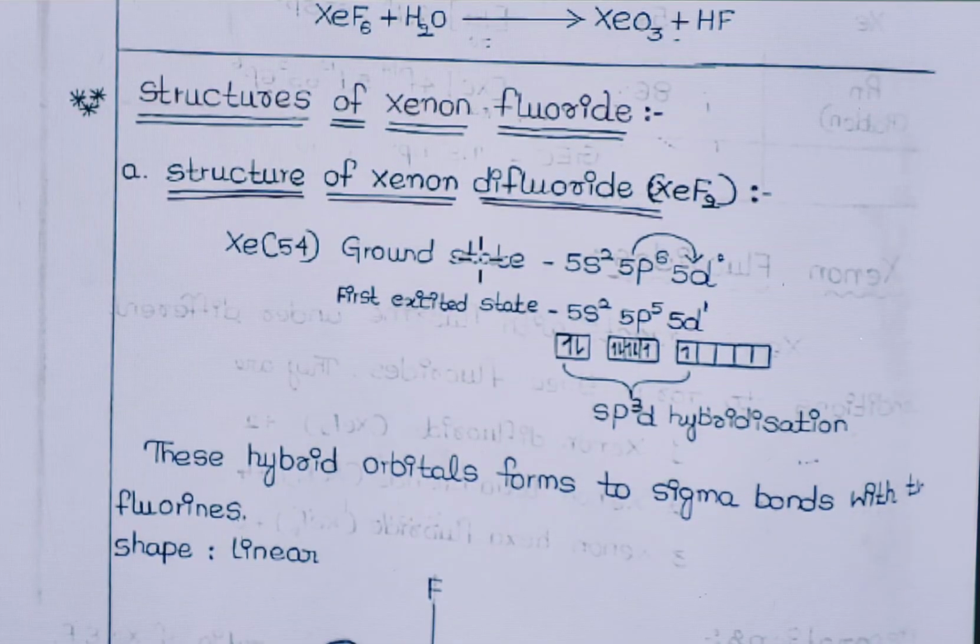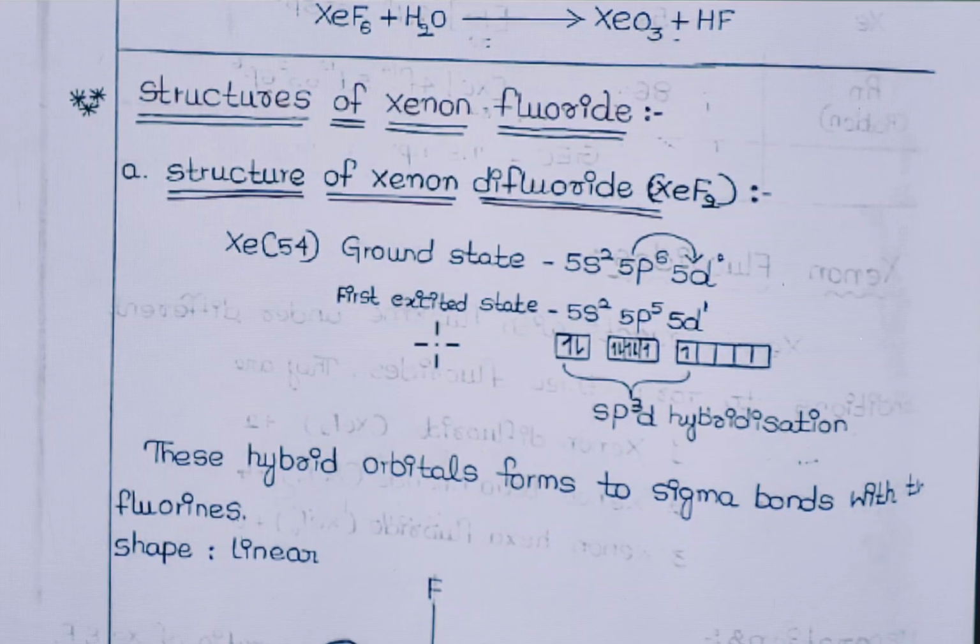Next, structures of xenon fluorides. First, xenon difluoride. In xenon difluoride, the central atom is xenon. At ground state, it has 5s2 5p6 valence electronic configuration. We can also write 5d0, which means empty d orbitals are available in the valence shell.